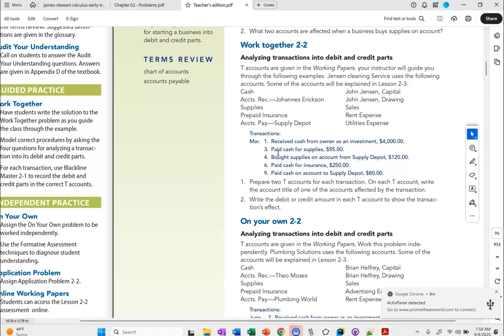Okay, March 4th. Bought supplies on account from Supply Depot, $120. What two accounts are going to be affected here? Supplies and accounts payable, Supply Depot. So those are your two labels. For supplies, the $120 goes on the debit or credit side? Debit side is correct. For the accounts payable, that goes on the debit or credit side? Correct.